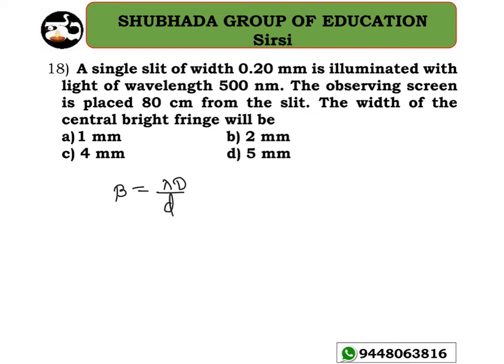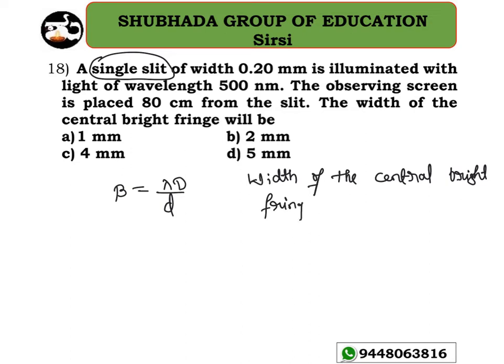Okay, so here they have given that a single slit is there. It's clearly mentioned here. So it is a single slit, right? In single slit, please try to remember, the width of the central bright fringe is equal to 2 times lambda D divided by d. So therefore this is equal to 2 into lambda.